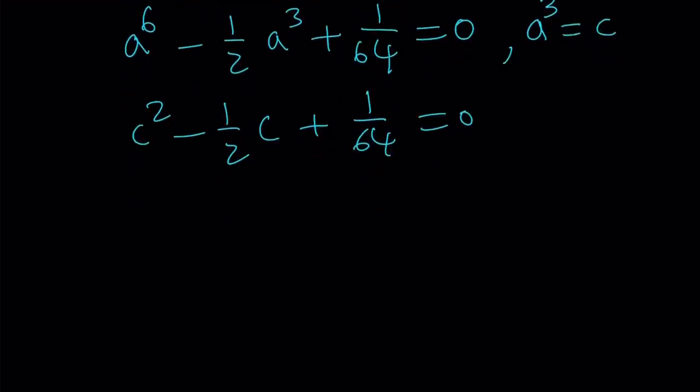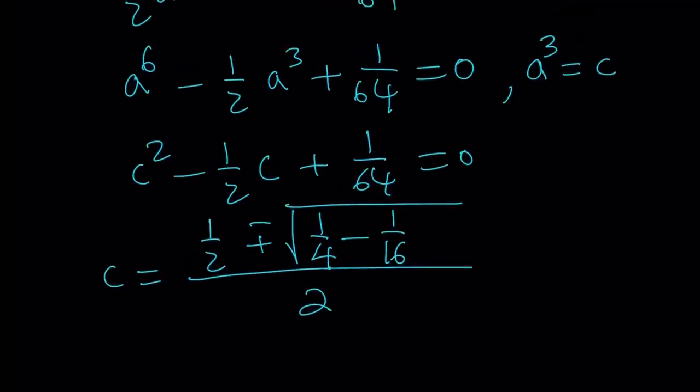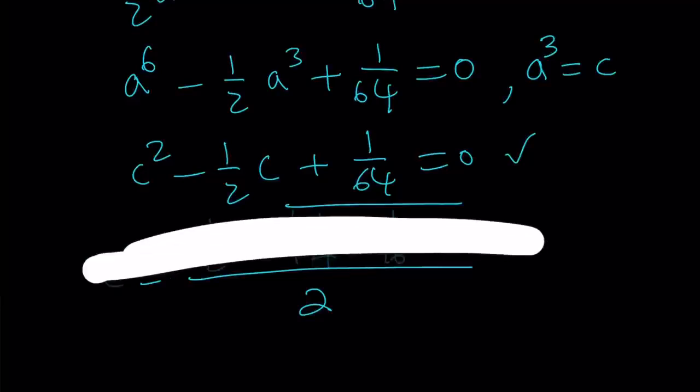Okay, anyways, so let's go ahead and solve this equation. c equals negative b, which is 1/2, plus or minus the square root of b squared, which is 1/4, minus 4ac. And 4ac is just going to be 4 times 1 over 64, which is 1 over 16. And the whole thing is divided by 2. Alrighty? So you have two alternatives here, actually. If you don't want to solve it with fractions, you can multiply both sides of this equation by 64 and proceed that way. I think I like that better.